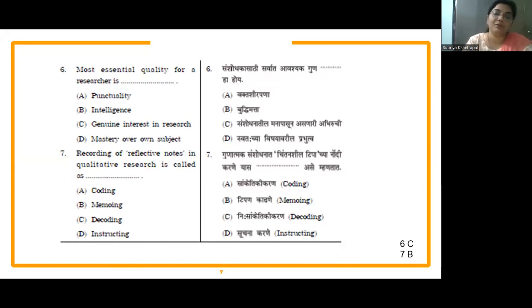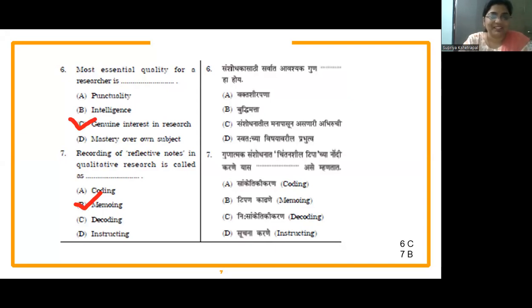For example, if you want to do a SET exam, or we want to do a NET exam, suppose let us consider we will appear for them. So what will we do? We will find out the syllabus, then what types of questions are asked from each unit. Okay, that we will see. Then what types of questions are repeatedly asked in the last 5 years' papers. Okay, that we will see. And every year there is something new.